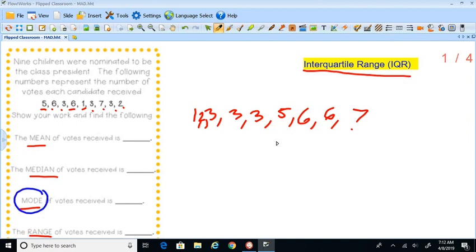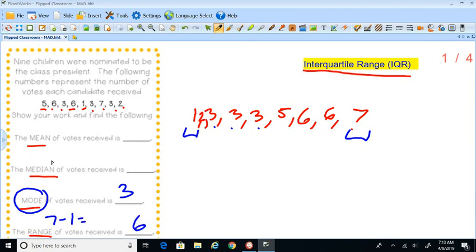Mode, you can use your eyes and your brain and see that there's 3 threes, and that's more than any other numbers. The mode of the data set is 3. Range is going to be our maximum, 7, minus our minimum of 1. 7 minus 1 equals 6.